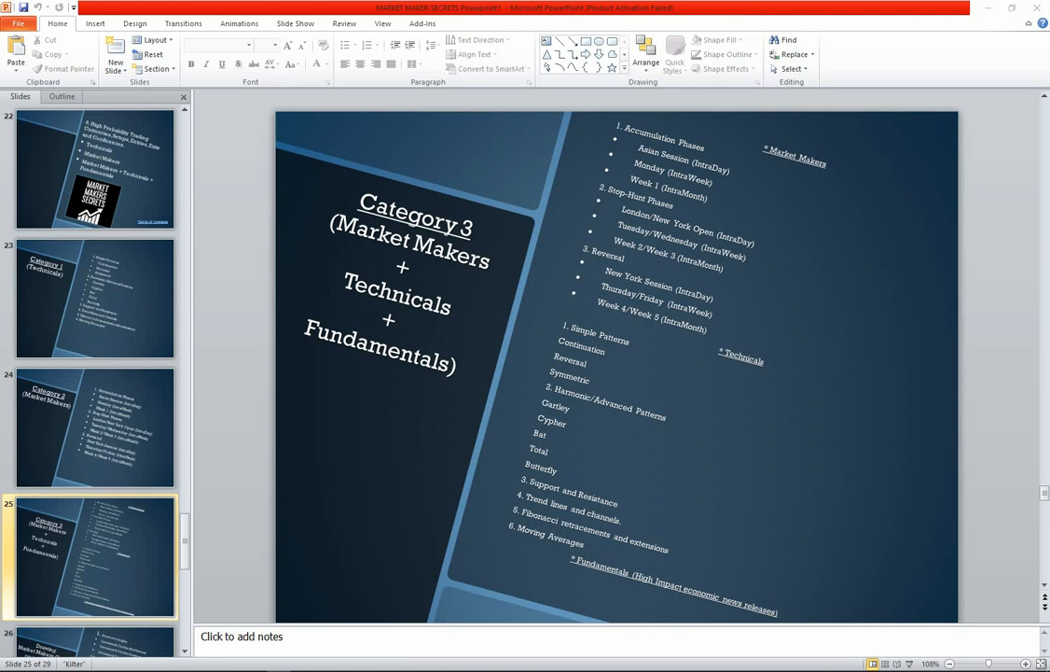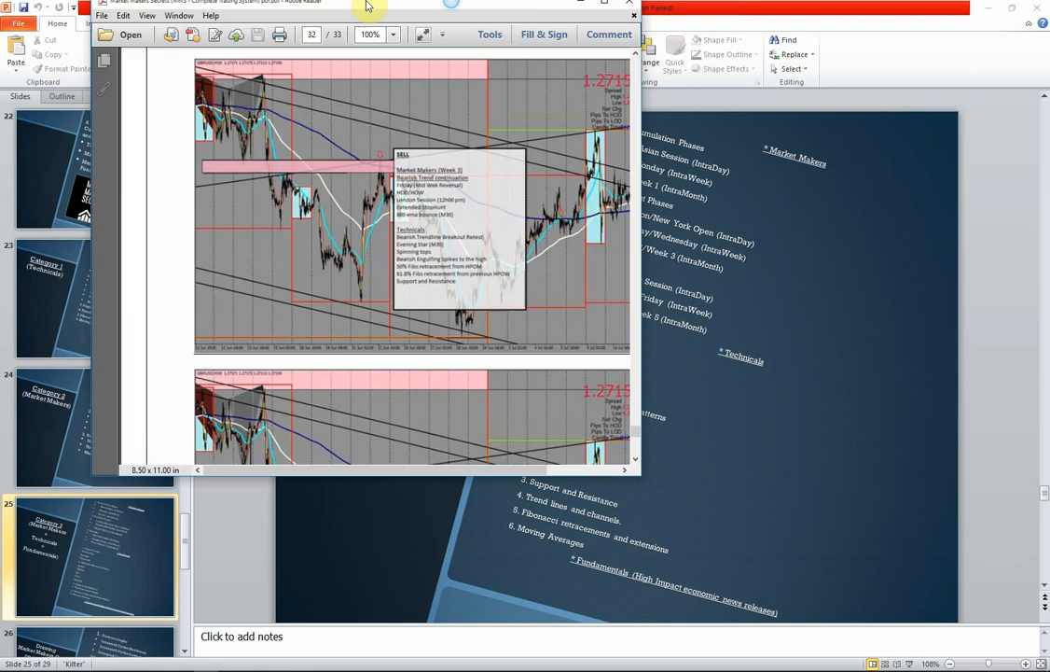So now we're going to look at confluences of only market makers, because right now I think we've covered enough of the technical confluences. Right now we're going to cover confluence of only market makers. I don't know how to put it, but let me just open my chart and try to show you what I'm talking about. So without wasting any time, let's get straight into it.